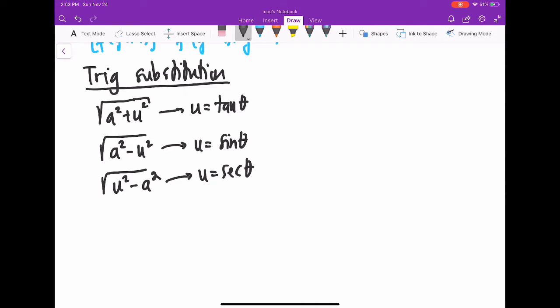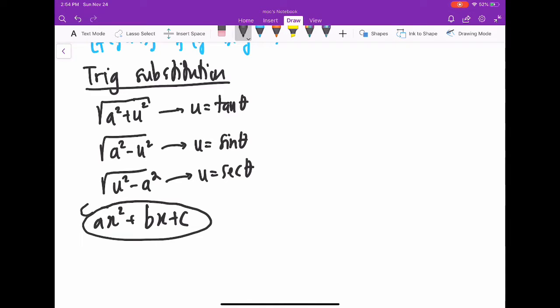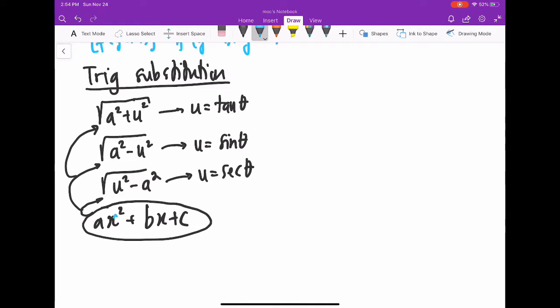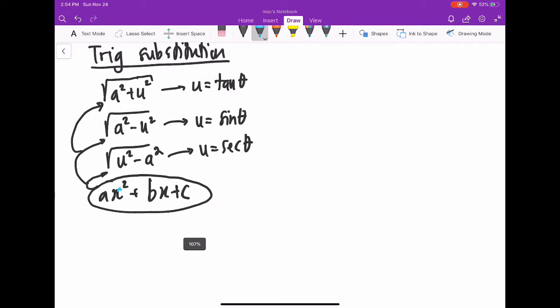One more thing I want to mention in this topic is, sometimes they give you a polynomial, right? Let's consider the simplest case, a quadratic polynomial, like ax squared plus bx plus c. You have to know how to rewrite this polynomial in the form of one of these three forms. That is very important because sometimes you cannot integrate directly, you have to convert it into one of those forms and then use trig substitution.